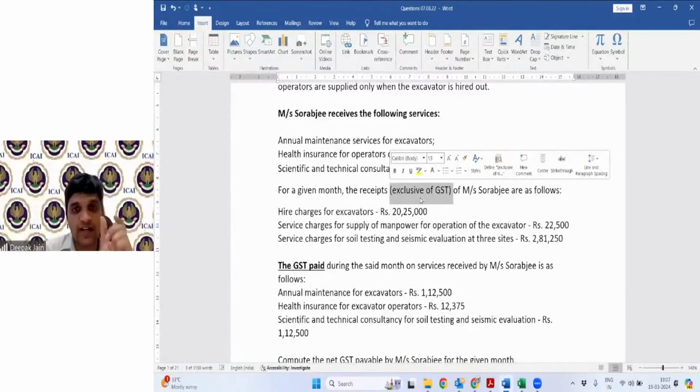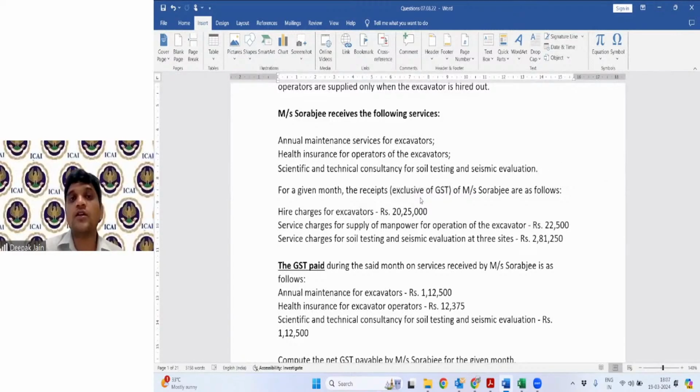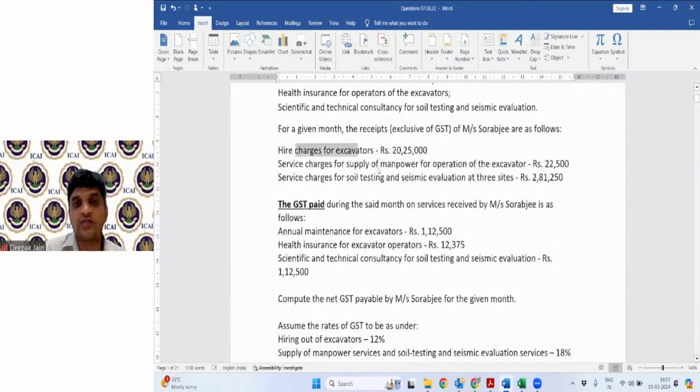You will treat the value that is given and charge the GST on it. In this case, for extra support of our position, they have specifically mentioned that the following receipts are exclusive of GST. What are these receipts? They are as follows: hire charges for excavators, 20 lakh 25,000; service charges for supply of manpower for operation of the excavator, 22,500; service charge for soil testing and seismic evaluation at 3 sites, rupees 2,81,250.